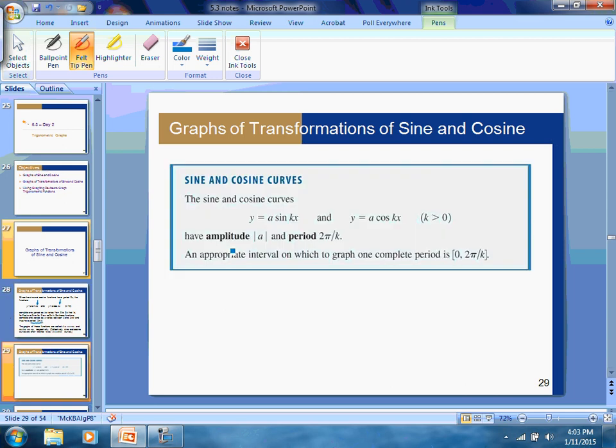So we still have our amplitude now that we're building into our function. Remember, that's the absolute value of a. And now we have the period value, which is going to be 2 pi divided by k. So now we're building onto those functions that we had before. So it's not just sine of x anymore. Now we have a sine of k times x, or a cosine of k times x.